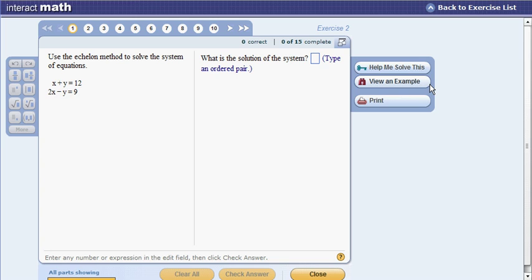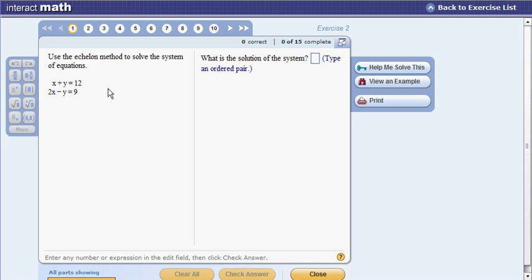So one of the great things about the InterActMath site is once you go to our book site, then they have questions for each section. So I chose the section for chapter 2, which is solving systems of equations. And this question says to use the echelon method to solve the system of equations. I have two equations here, x plus y equals 12 and 2x minus y equals 9.